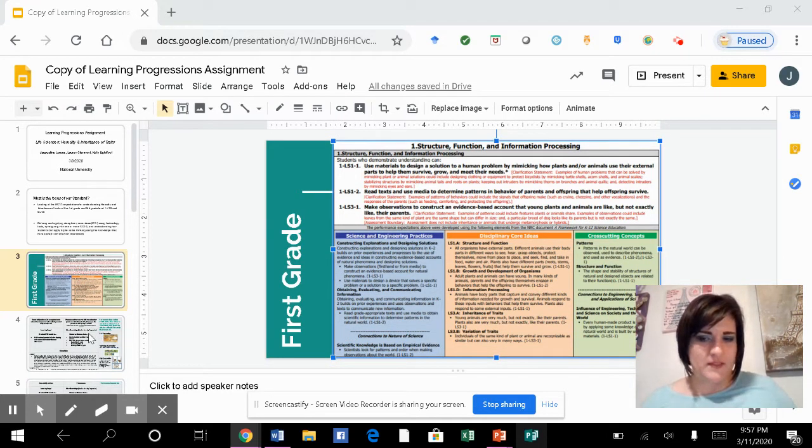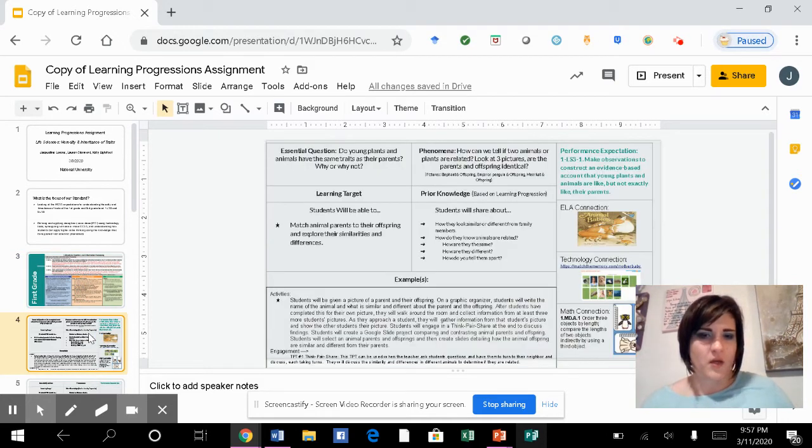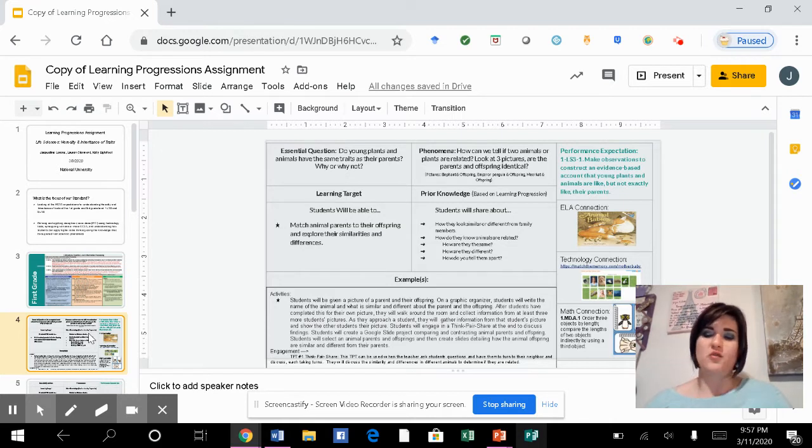So how do we apply this in the classroom? First, we're going to look at our essential question. Do young plants and animals have the same traits as their parents? Why or why not? This is going to connect with the phenomena of how we can tell if two animals or plants are related. And for the first grade standard, we are going to use images to be able to identify specific characteristics between parents and offspring.